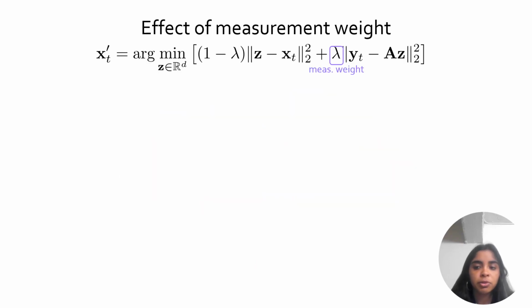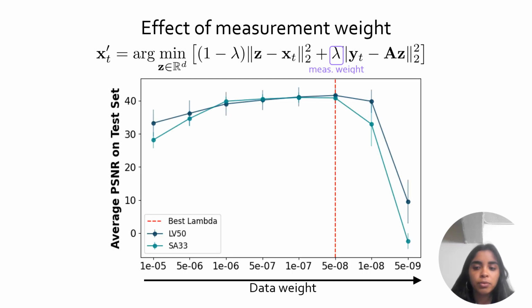Recall that there is a measurement weight hyperparameter, lambda, in the measurement conditioning formula. We tested the effect of changing lambda in both the limited view 50% and spatial aliasing 33% settings. Intuitively, the higher the value of lambda, the more the image is constrained by the measurements, and the lower the value of lambda, the more the image looks like a random sample from the prior. In the plot, the x-axis represents decreasing 1 minus lambda. So as you move to the right, the measurement weight increases.